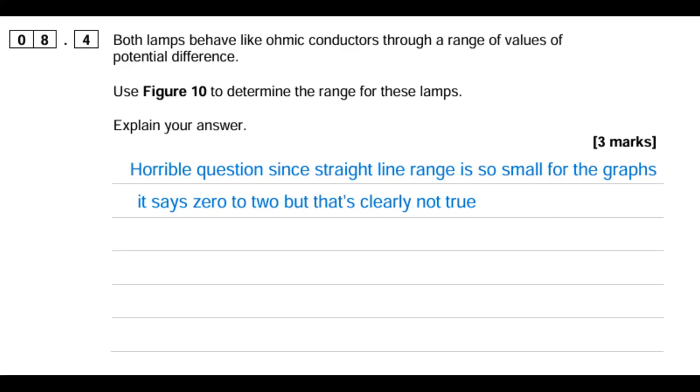But that's just not true because if you have a look at the graphs, if you draw a straight line from 0 to 2, it still curves. It's just not a good question, and it's a specimen paper, so it was their first try at making the paper to specification, so it does have errors like this.